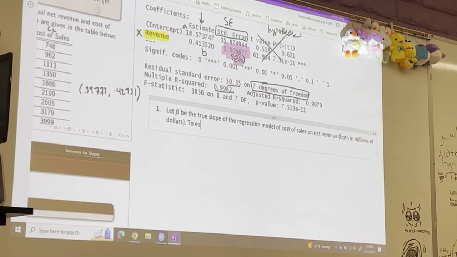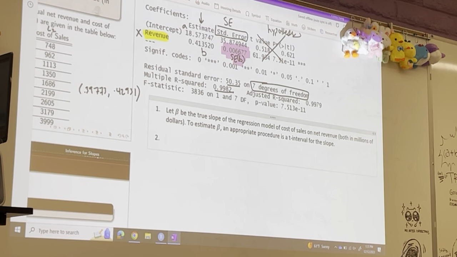Okay, so to estimate beta, because I already defined it, an appropriate procedure is a t-interval for the slope. That's all it is. There are no hypotheses, so I don't have to do that. That's my first step. All right, so the second step, and again, I know that I mentioned before that it's common for the College Board to say, assume all conditions have been satisfied. I will write them out this time just so that you guys can see what it's like, but if they say that it's satisfied, then you don't have to do that, okay? So I will do it this time just so that you guys can see how it plays out.